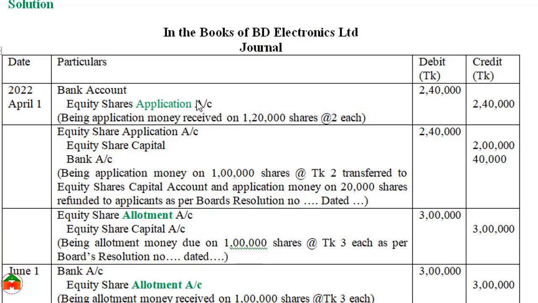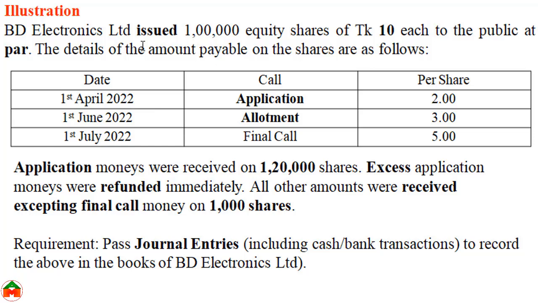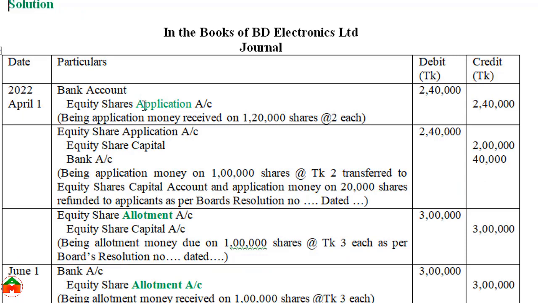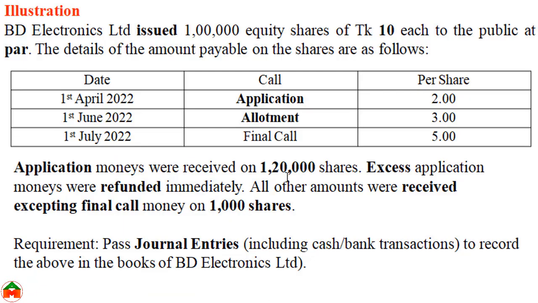We can see these are the journal entries for the issue of share. From the illustration, the company issued 1 lakh equity shares, but they have received applications for 1,20,000. So the journal is bank account debit and equity share application account credit. You are receiving applications for 1,20,000 at the rate of 2. Total amount is 2,40,000. But out of this 2,40,000, 20,000 shares are additional to your issuance. That's why those additional or extra applications should be refunded.